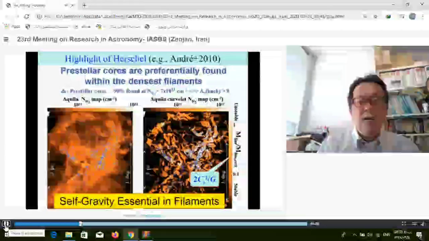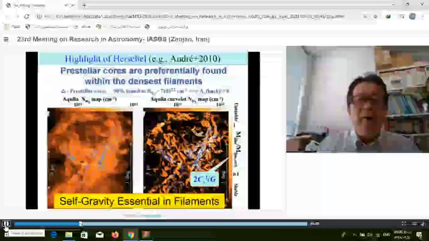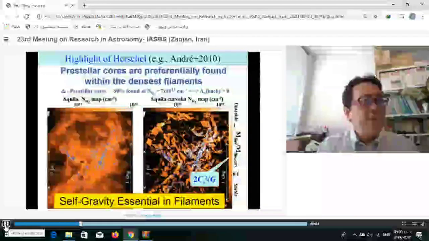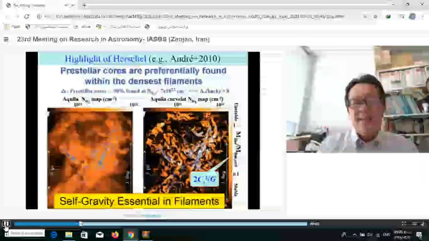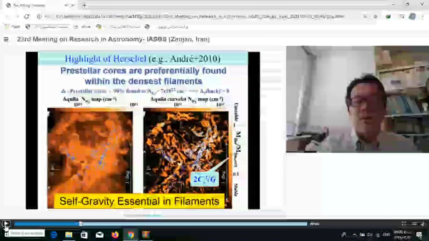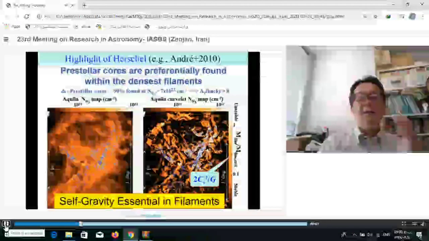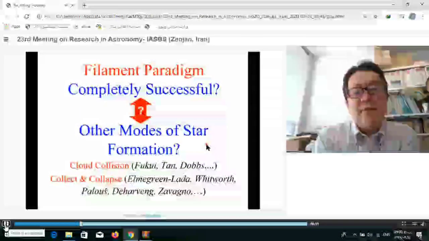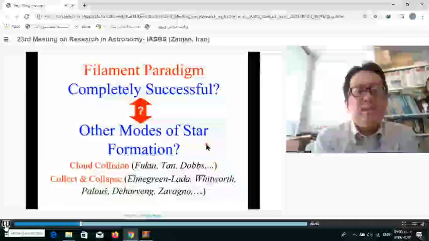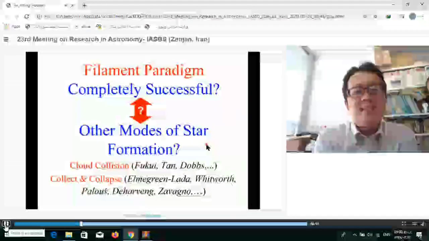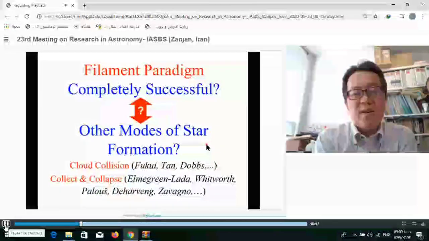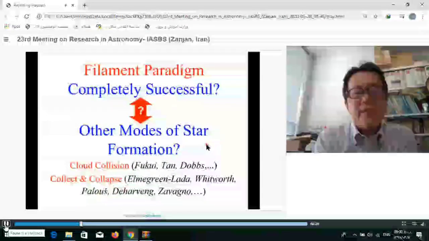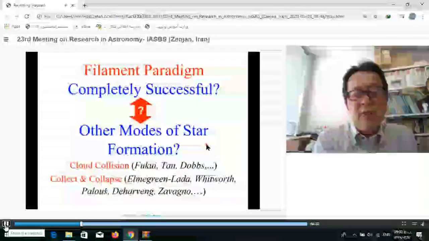Now our theory can explain how this star-forming massive filament can be created as a result of the cloud formation process. In this way, we sometimes say filament paradigm, because the star formation process is understood in terms of filamentary molecular clouds. But you might ask, what about other modes of star formation?